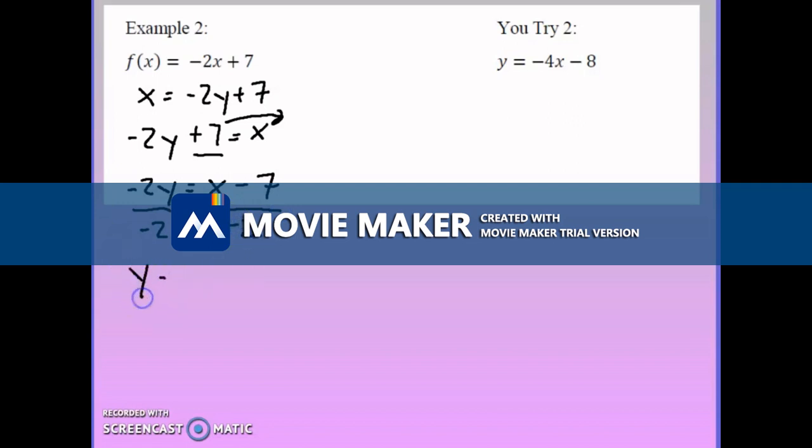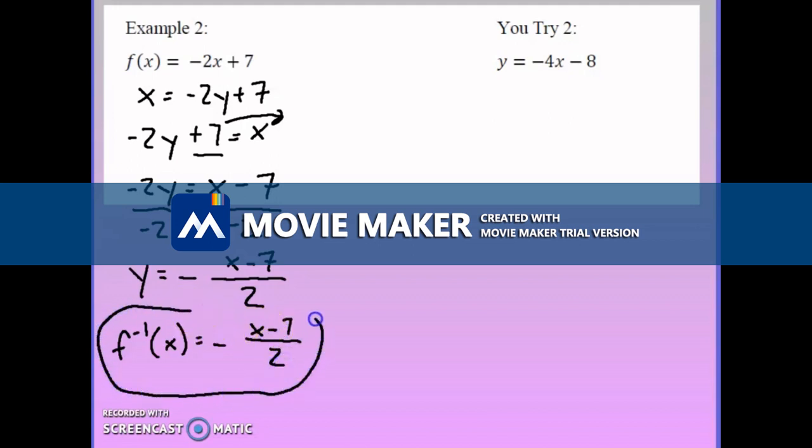So y equals, the big thing here is that you usually won't see a negative 2 in the denominator. They would probably put it out front and make it negative, x minus 7 over 2, which would leave f of x equals negative x minus 7 over 2.